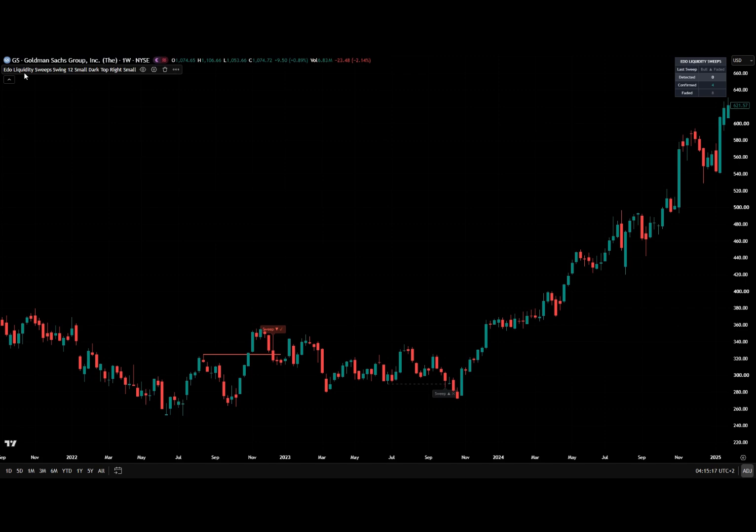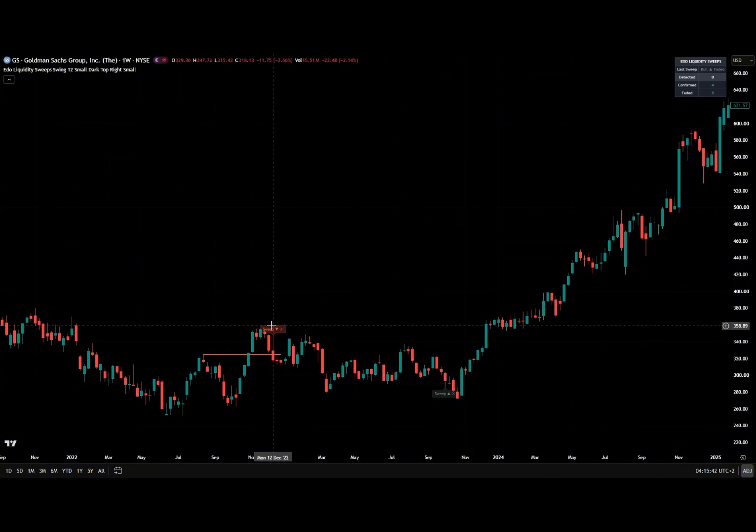Today we're looking at how the market hunts liquidity, using Edo Liquidity Sweeps. A liquidity sweep is when price pushes just beyond an obvious high or low, triggers the stops resting there, and then snaps back the other way. It's the classic stop hunt. The market reaches for fuel above a high or below a low, takes it, and reverses.